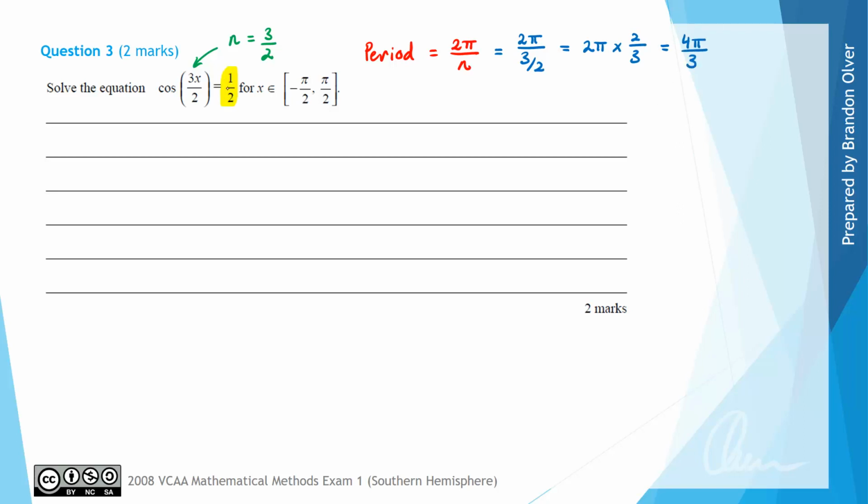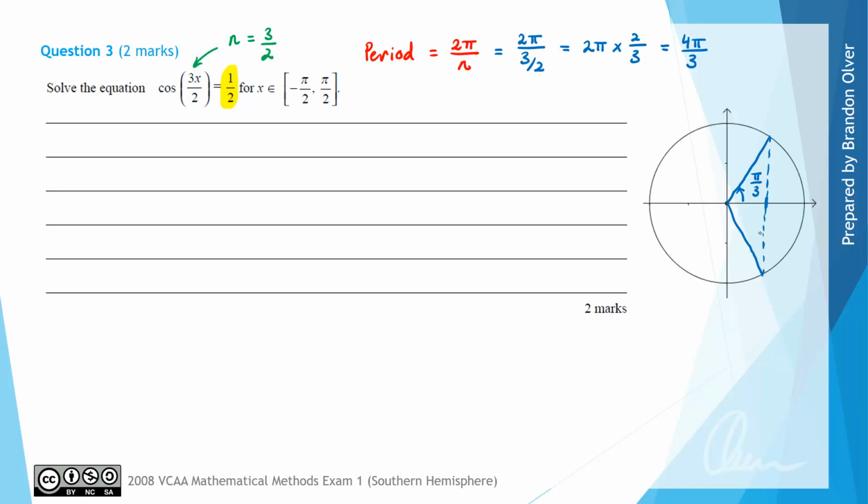Next we're going to look at this value here, which is an exact value, and think about what that means in a unit circle. So cos equaling a half is on the x-axis, and to get that value we need pi on 3 as our reference or basic angle. Another place that we can get it is in this quadrant, which could be negative pi on 3. So therefore we need 3x divided by 2 to equal negative pi on 3 and pi on 3.